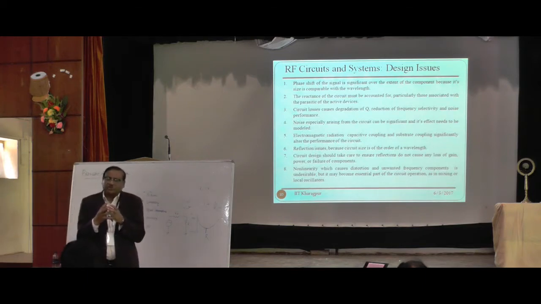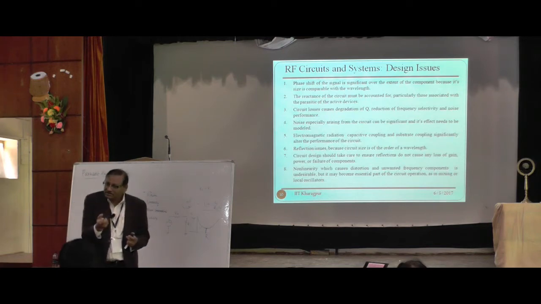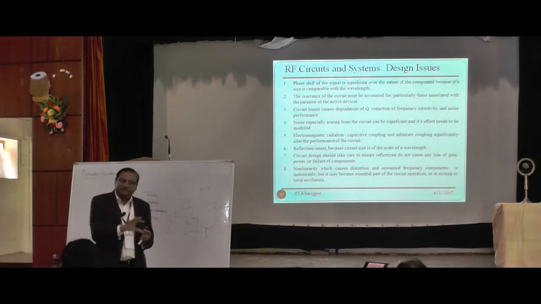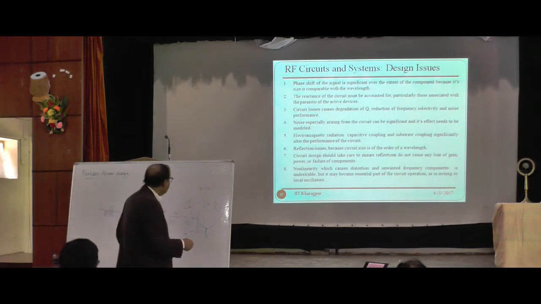Fifth, the electromagnetic radiation, capacitive coupling and substrate coupling significantly alter the performance of the circuits. In a 1 millimeter by 1 millimeter area, so many components are there, and the current is passing at a high frequency. So there will be mutual inductance, and capacitive coupling of electromagnetic field through air and through the substrates. That is called EMI-EMC issues. Even some of the components might act as a radiator. High frequency, small components will act as an antenna. So those things come into the coupling part.